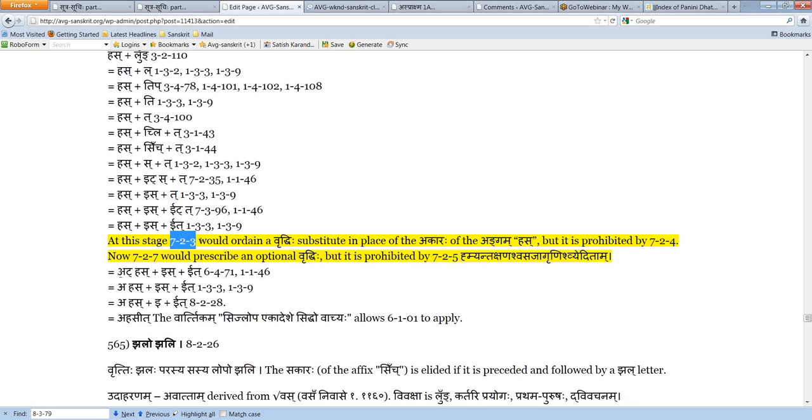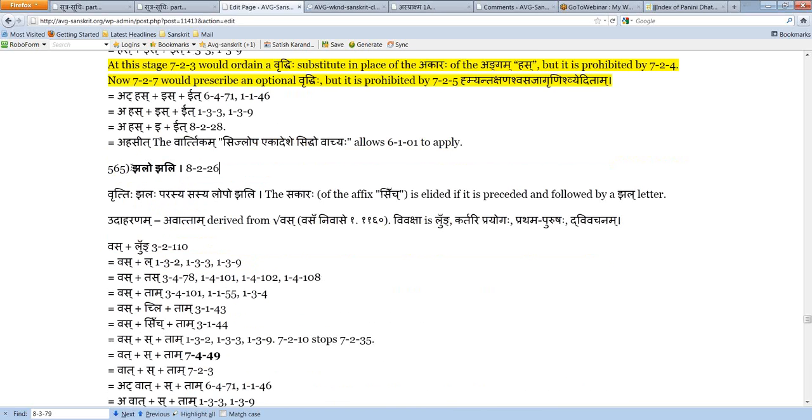Then we just get the Adagamaha, Anubandha Lopaha, and then of course Ita Iti, and then the Vartikam Sijlopa Ekadesh Siddhovacha, we get Ahasit. So there is no vriddhi at all over here in Ahasit. Because 7 to 3, Vada Vrajahalantasyacha was stopped by Neti, then 7 to 7, Atohalade logo was stopped by 7 to 5. Okay. Anyway, this is not in the book, so I just put it here like that.